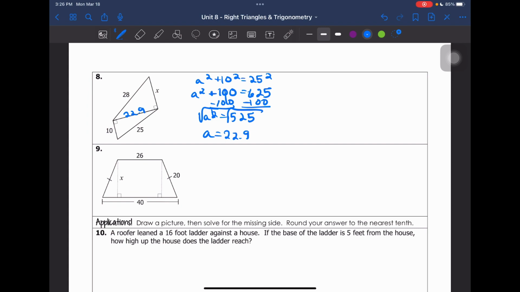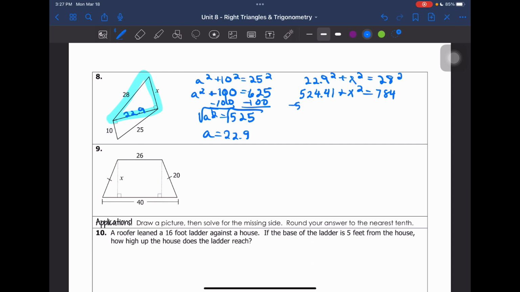So now that I know that, I can use that to write Pythagorean theorem with this triangle. So I can say 22.9 squared plus x squared equals 28 squared. So I'm going to have to do the process again, but now with the sides of the upper triangle. So let's go ahead and simplify this. 22.9 squared is going to be 524.41. And then 28 squared is going to be 784.